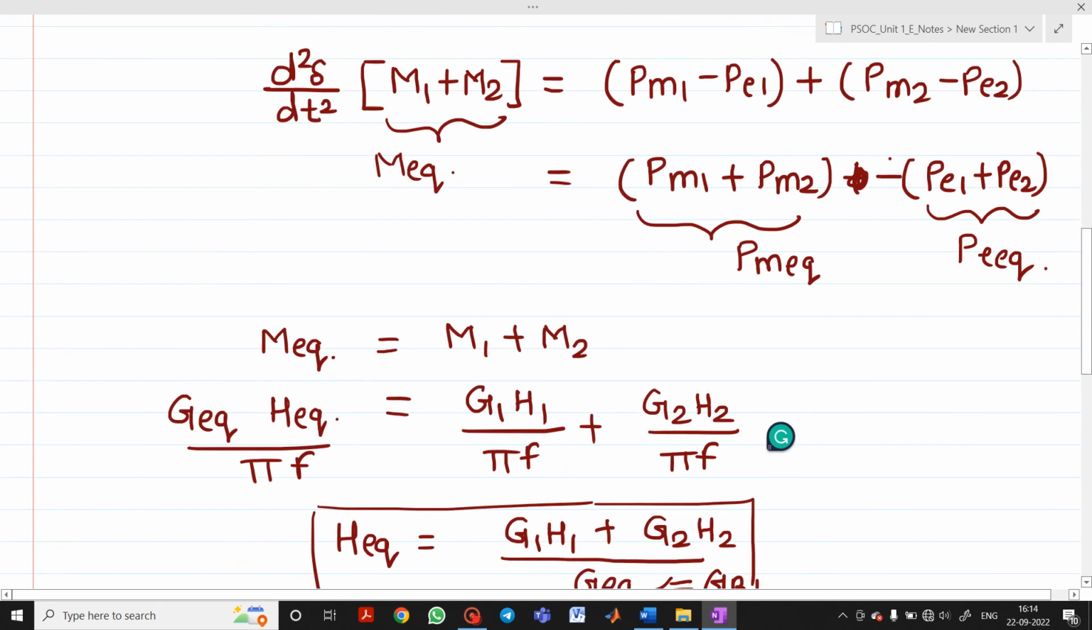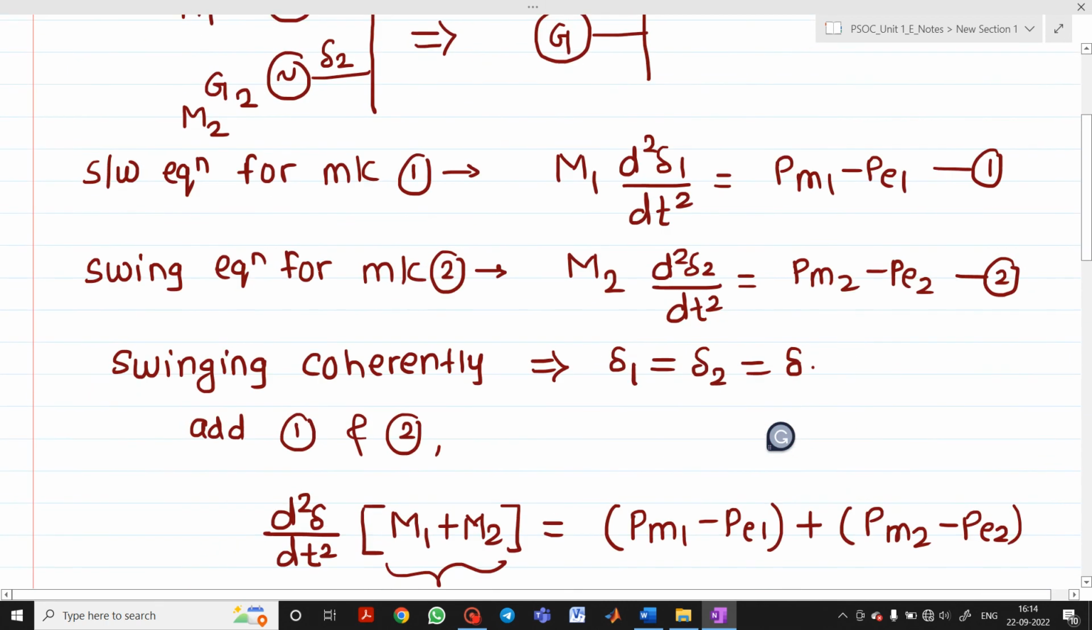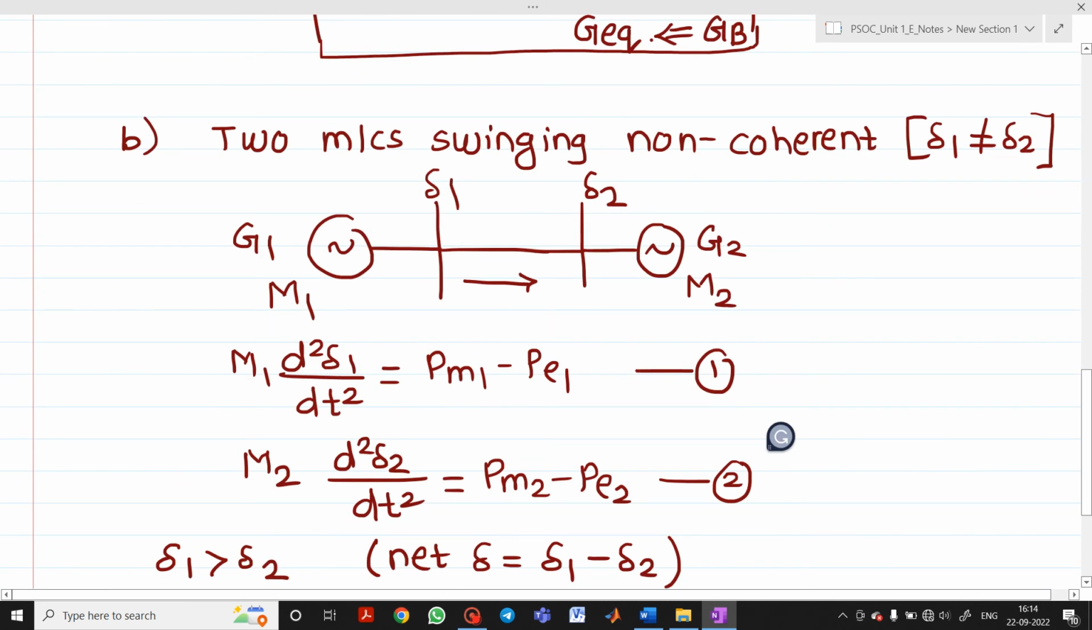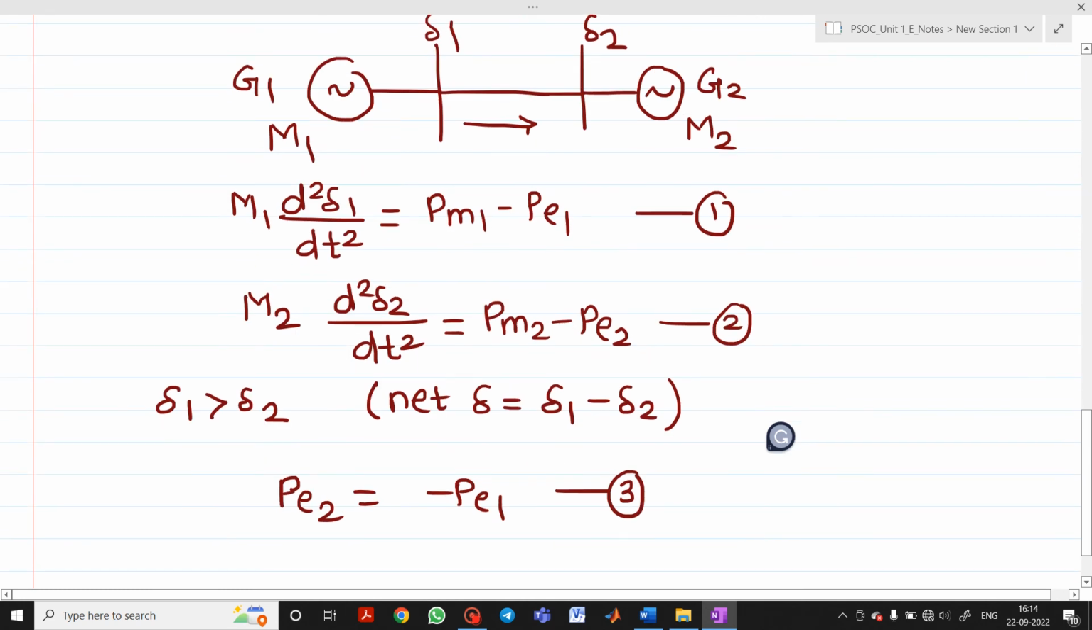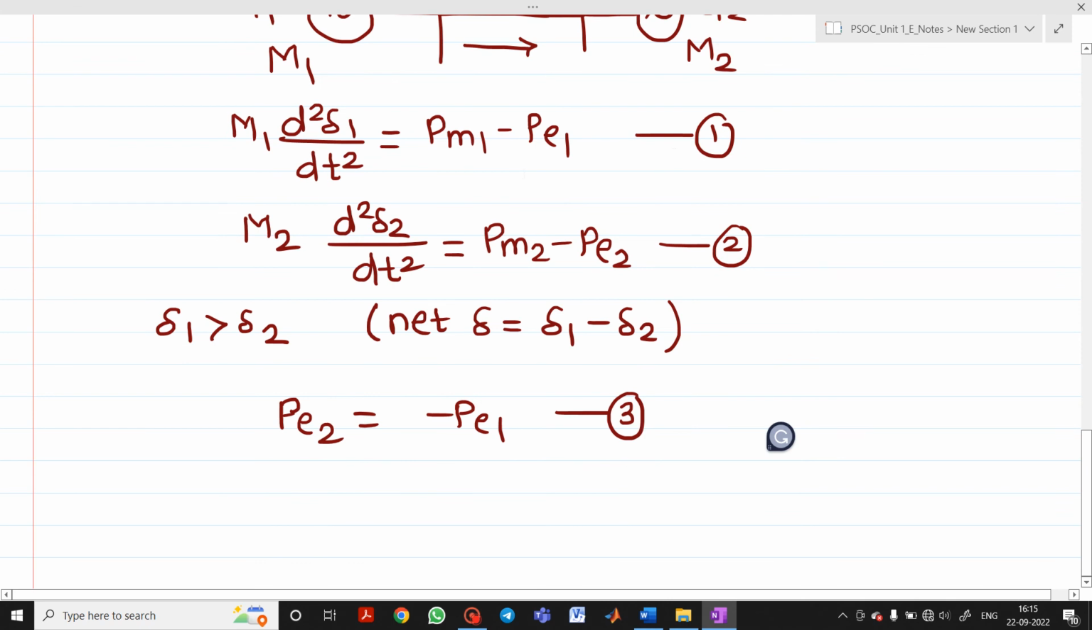Because this generator is providing the power and this one is accepting the power. So the direction of the power PE1 is from G1 to G2, and the direction of the flow of power PE2 will be from G2 to G1. So here we will write it like this: PE2 will be equal to minus of PE1.